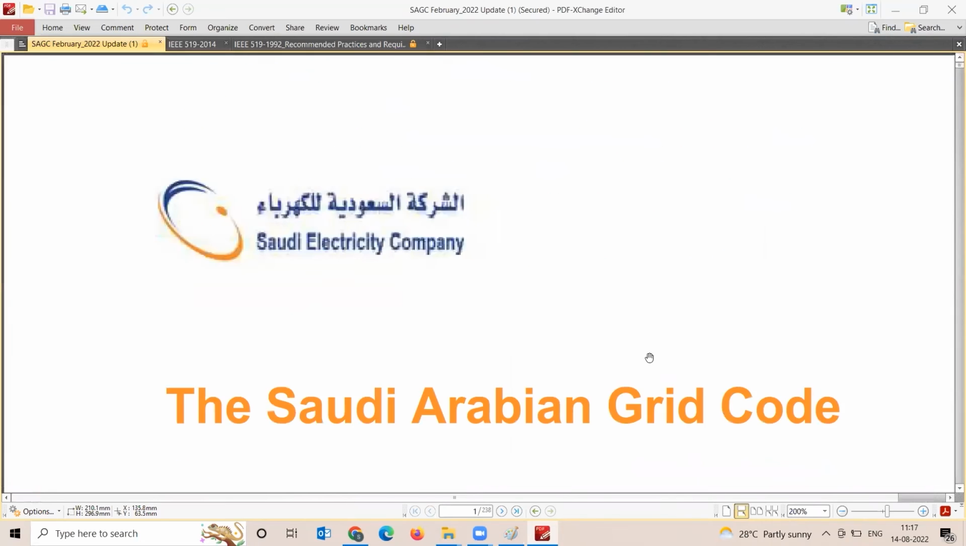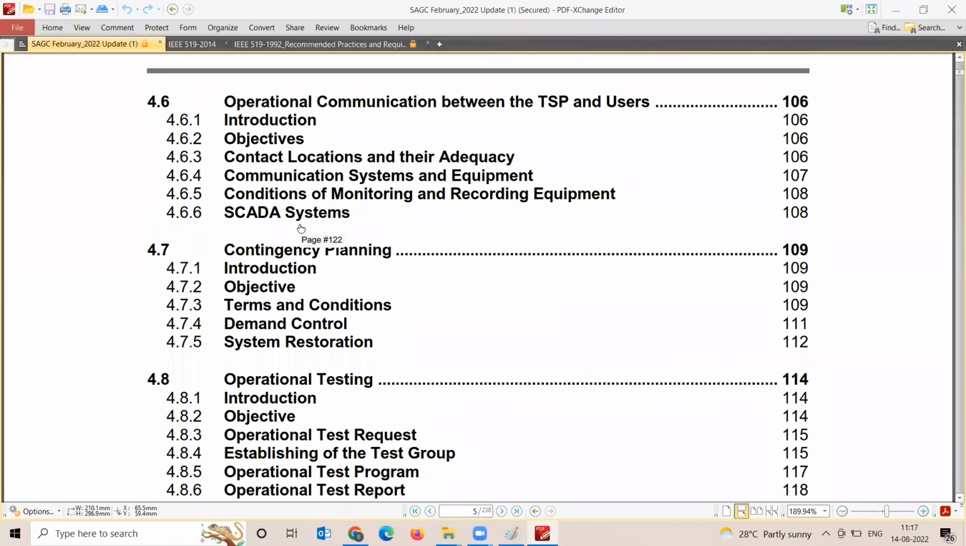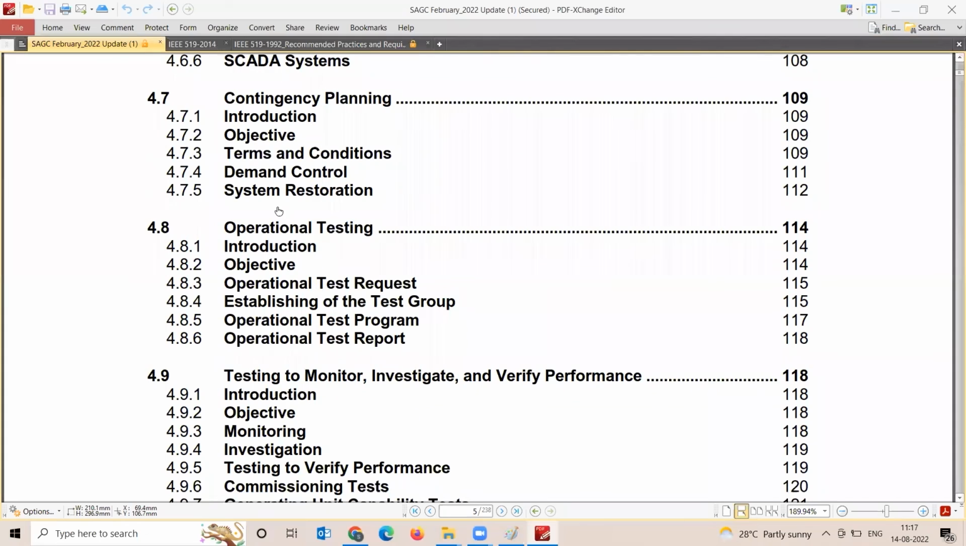Take grid codes or system services: with respect to frequency control, what your new element has to do; with respect to voltage control and system control, what it has to do; with respect to contingency, what it has to do and how it has to be tested. For LVRT, whether I have to simulate it in PSSE, in PSCAD, or test it at site.